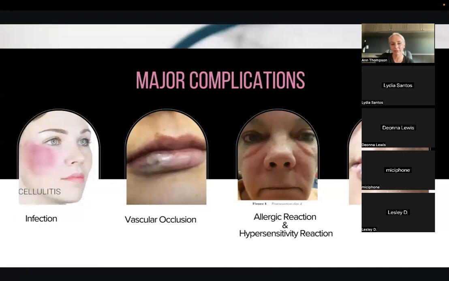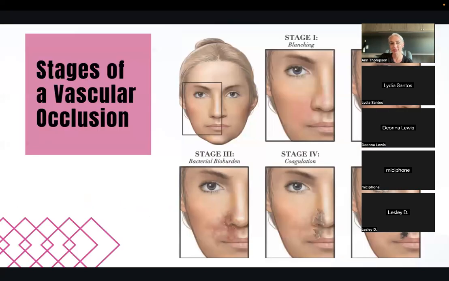Let's talk about the major complications. Infection is going to be something like cellulitis of the face, obviously a vascular occlusion, hypersensitivities, and then granulomas. Let's talk about the stages of a vascular occlusion.